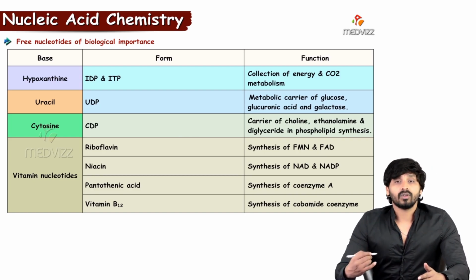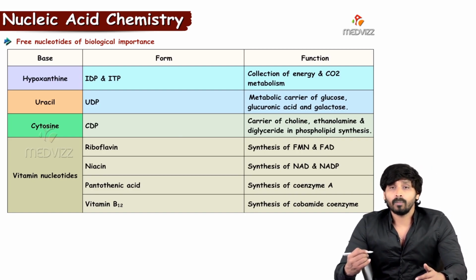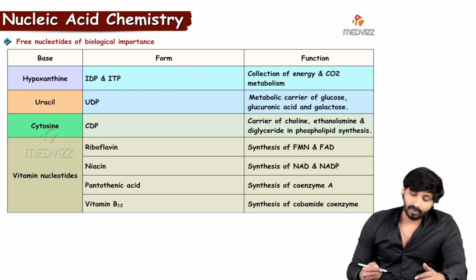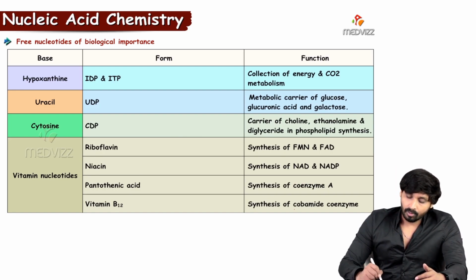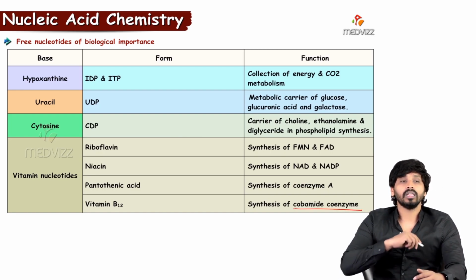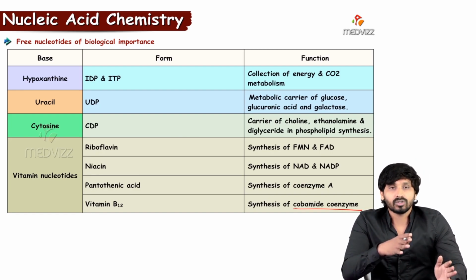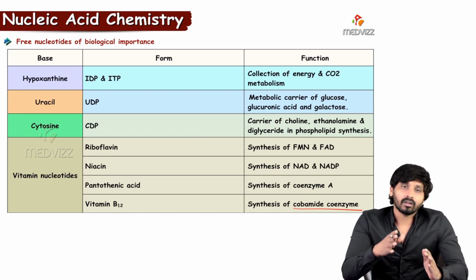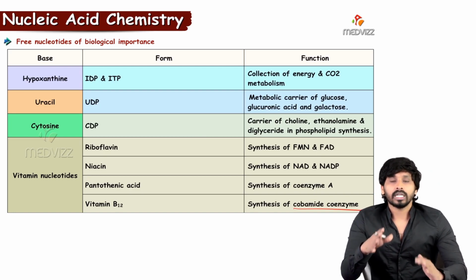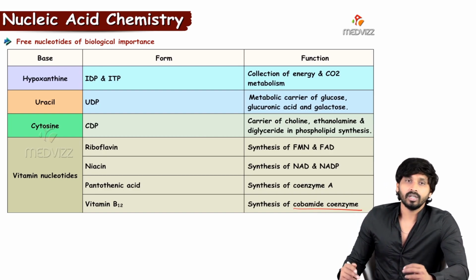Niacin, B3, for synthesis of NAD and NADP, a vitamin B complex, and pantothenic acid, B5, for synthesis of coenzyme A, and vitamin B12 for synthesis of the cobalamin enzyme. So these are the other biological functions of nucleotides which are not found in nucleic acids. So that's all about nucleic acid chemistry and nucleotide chemistry. Thank you.